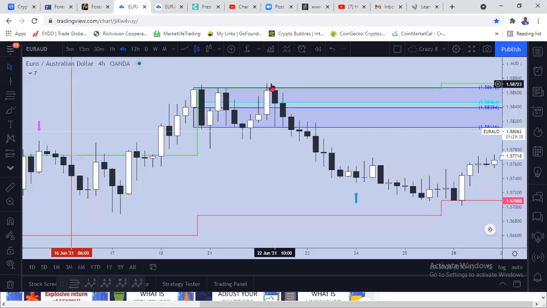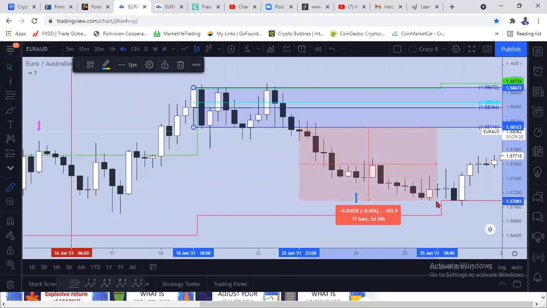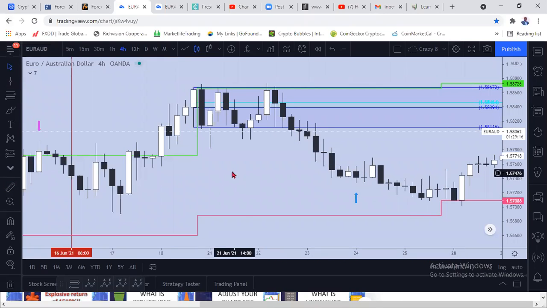I'm waiting for a decision to be taken outside my box, right? If it breaks out, I will be thinking of a continuation move, in which case it will be a bullish trend starting off from last week. If it breaks to the downside, then I'll be thinking that they've taken out the high and now want to go to the downside, and I have the opportunity to catch the whole of this move to the downside, about 100 and something pips, right? That is one way we could do it.